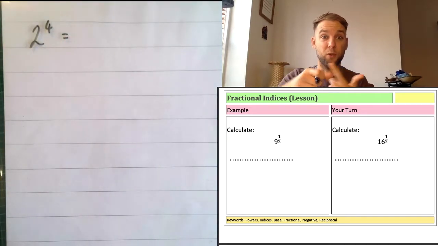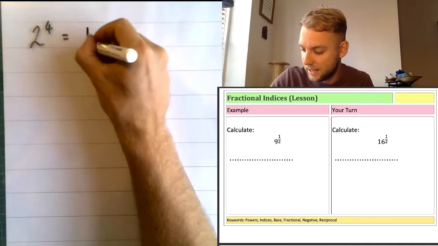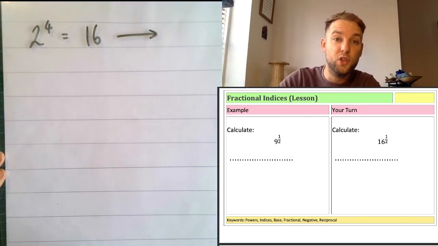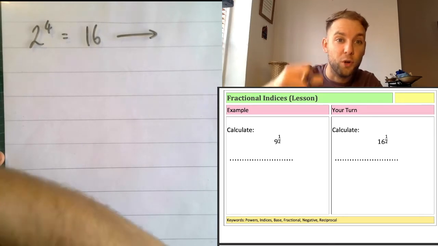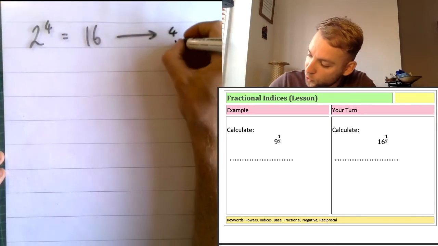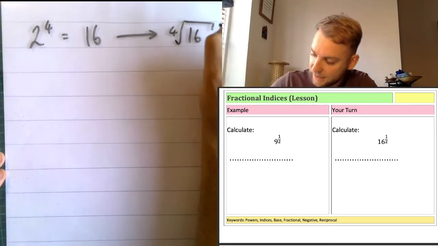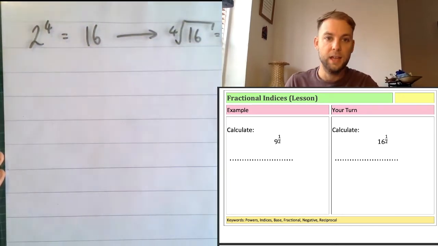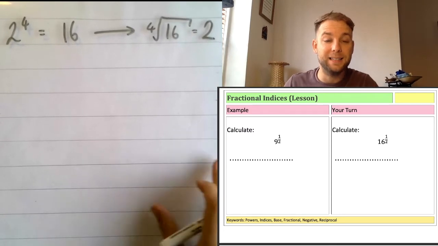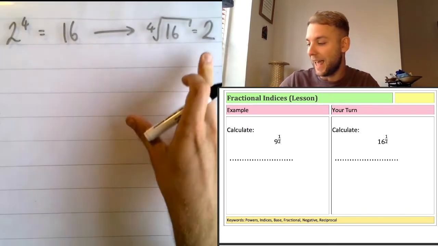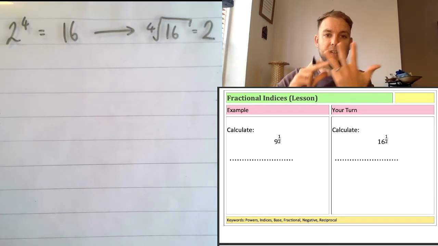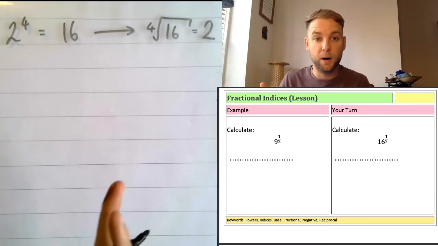2 times 2 is 4, times by 2 is 8, times by 2 is 16. So the inverse of that one, instead of the 2 to the 4, it's called the 4th root. So it's the 4th root of 16, which is the opposite of that, which is equal to 2. Okay, what number do I need to times by itself 4 times to get 16? Well, the answer is 2. 2 times 2 is 4, times by 2 is 8, times by 2 is 16. This is the hard part now.